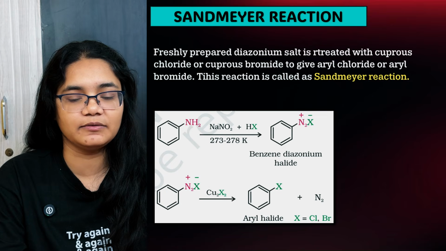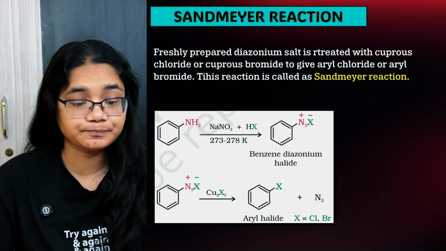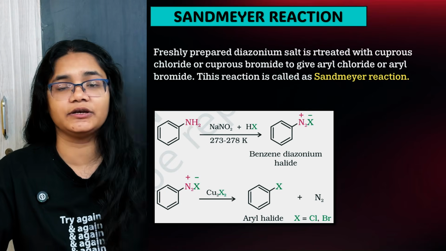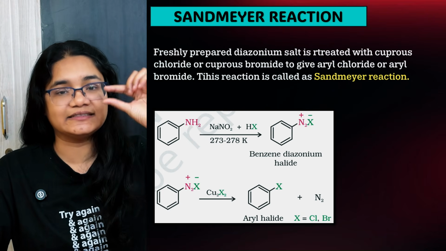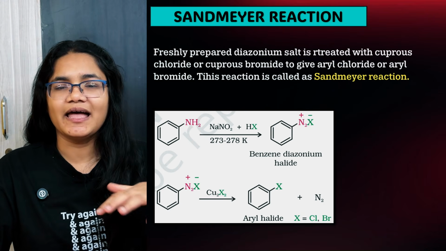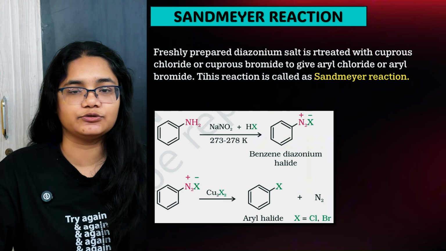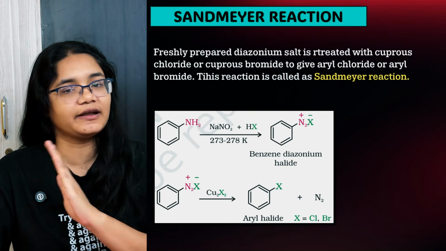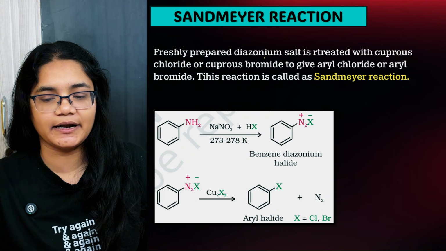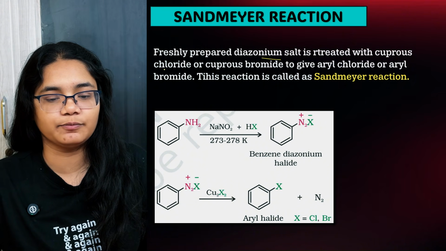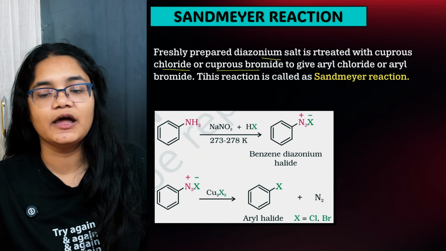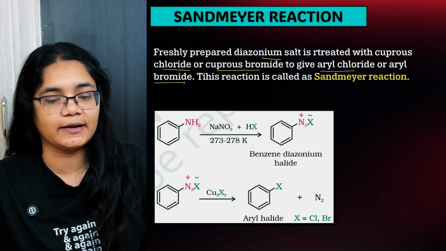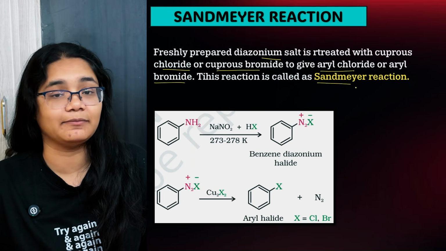So here the first name reaction we have is Sandmeyer reaction. In every name reaction, remember you have to first write the statement and then the equation. In the statement, you don't have to worry too much. You just need to write the reactant, reagent and product. So freshly prepared diazonium salt is treated with cuprous chloride or cuprous bromide to give aryl chloride or aryl bromide. Now this reaction is called Sandmeyer's reaction.